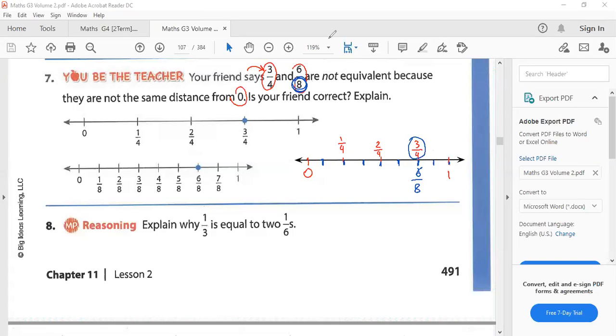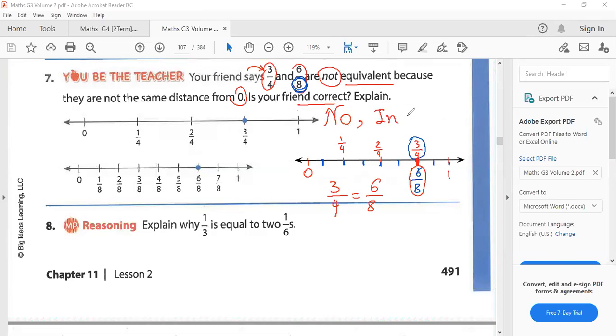So both of them lie at the same point, right? So both of them will be equivalent or not? Equivalent. So 3/4 equals 6/8, right? So is he correct or not? He said not equivalent. Incorrect. Excellent. So the answer is no.